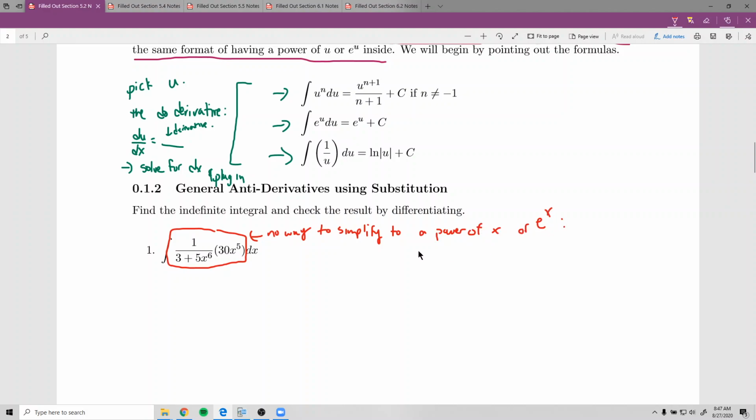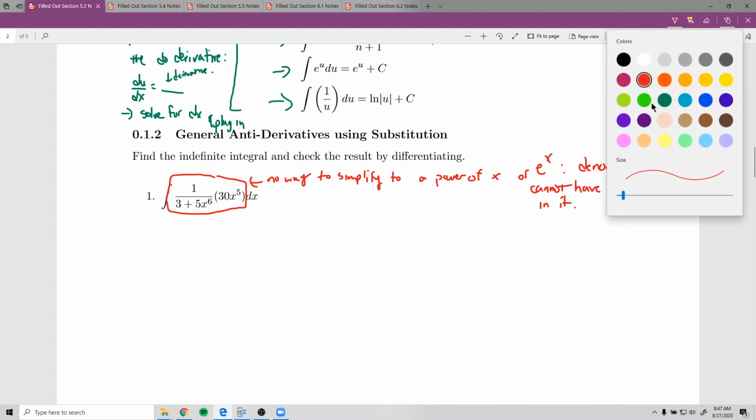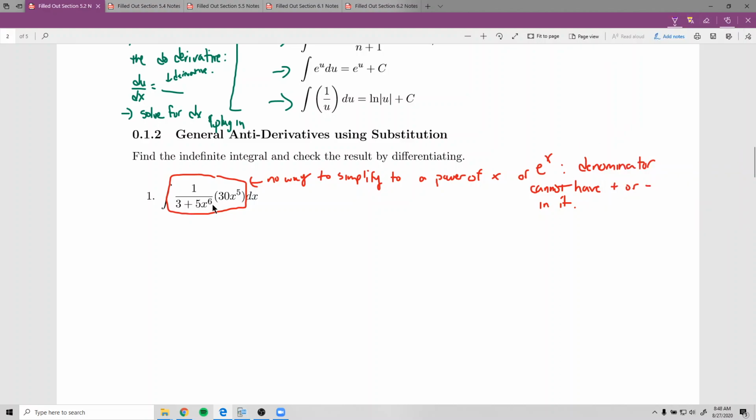Really, that boils down to one reason: the denominator here has a plus or a minus in it. You can't break up a fraction with a plus or a minus. So that's going to be a dead giveaway in a lot of our problems. The denominator cannot have a plus or a minus in it when we want to integrate. So the idea is that if you do have a denominator with a plus or a minus in it, you let u be the entire denominator.